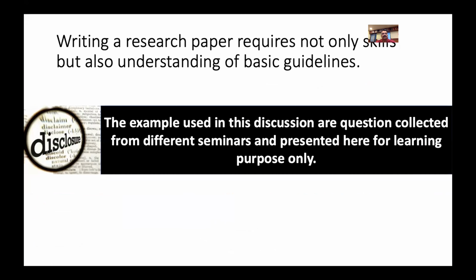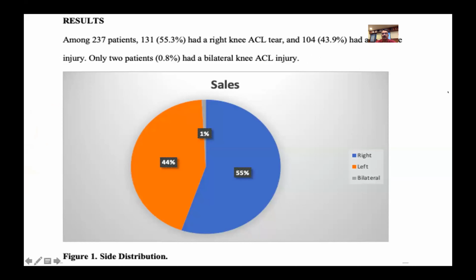At the very outset, I'll say that writing a research paper requires not only skill, but also understanding of the basic guidelines. And I'd like to disclose that the examples used in these sessions are questions collected from different seminars and presented here for learning purposes only. So this is one of the results I have copied from one of the papers that was submitted for publication. I would request Mohan sir to just talk on this part of the result. What is your take on this result section submitted by an author, sir?